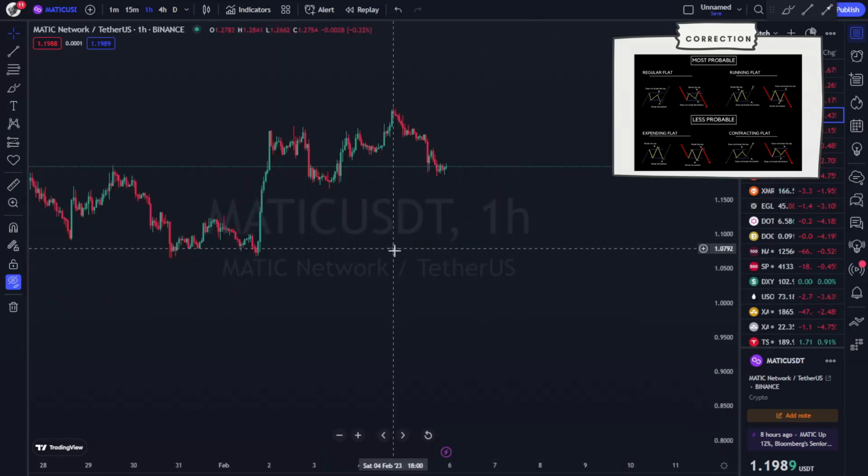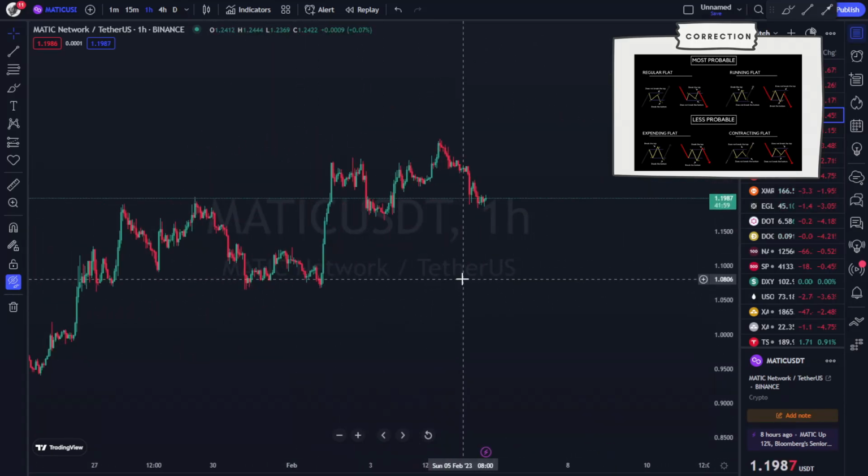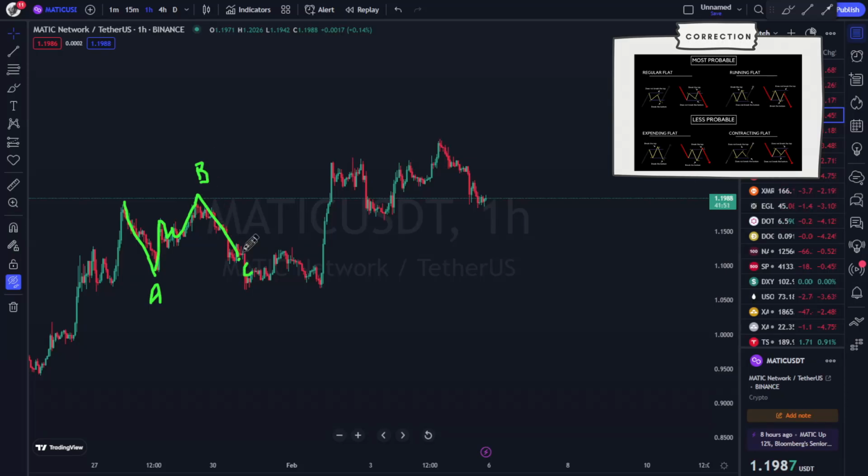But yeah, just like right there, you had a potential A move, potential B move, and then the C. So it could be a running flat right there for an up move, but it ranged and made a new low. So right there, same thing. It could be a running flat, but if it ranges, it will make a new low, basically.